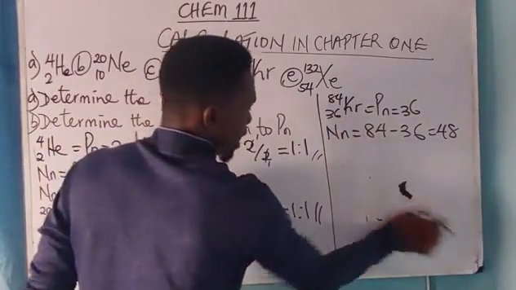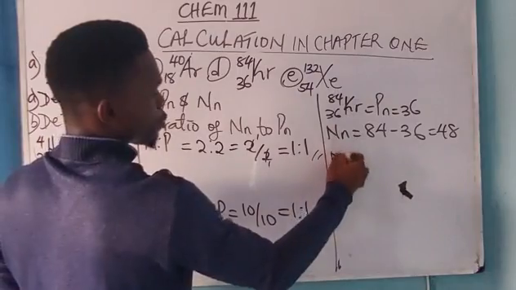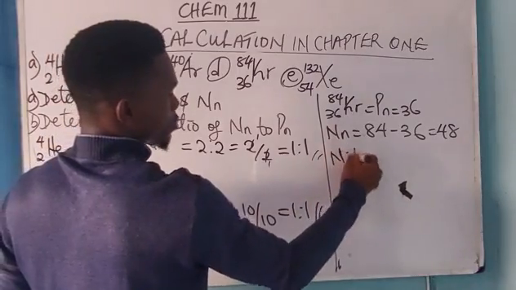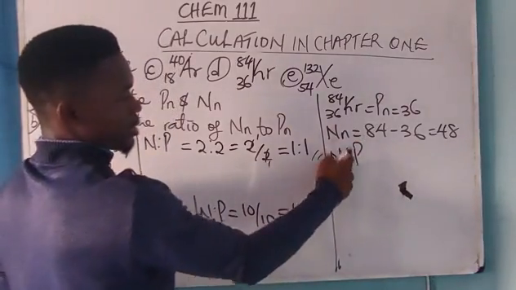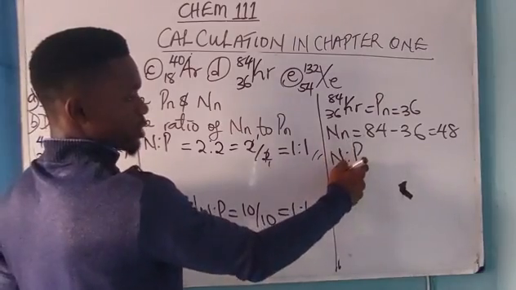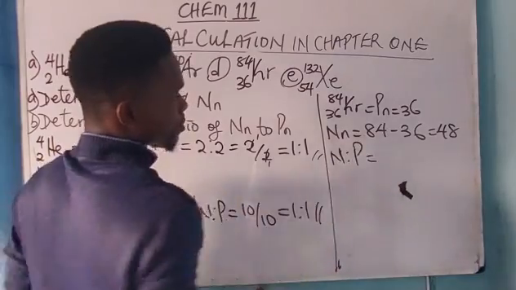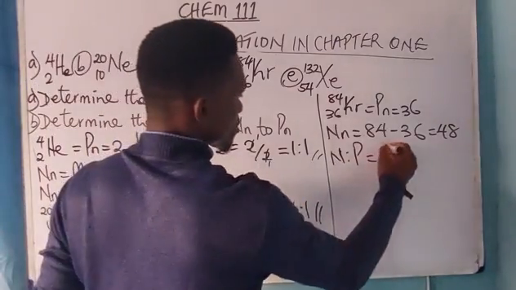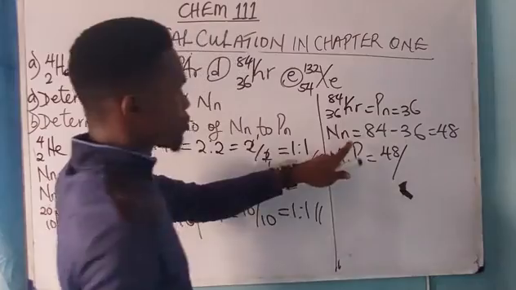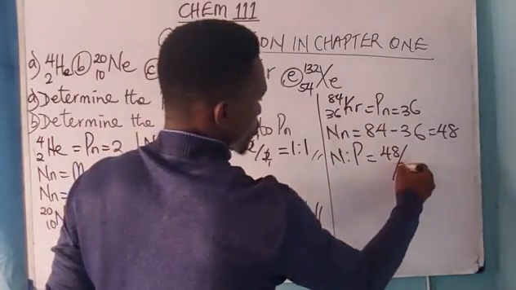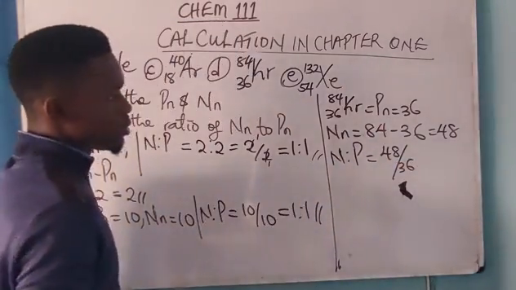Now to look for their ratio, you know that it is the neutron number to the proton number, that is n to p. If the neutron number is 48 and the proton number is 36, what is their ratio? What can go into both of them?